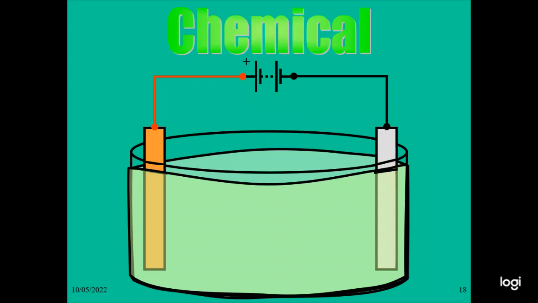Chemical effect. When the electrical current flows, this is a chemical cell, so this is the electrode. This is the electrolyte. So the current flows like this, and it becomes the anode.